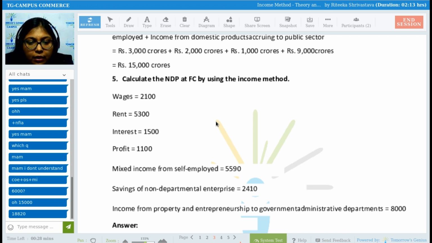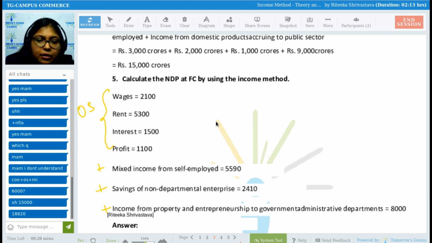18,820. Let me check. Small mistake. Do the calculations perfectly. Very simple. First, operating surplus is directly given to you. Operating surplus, rent, wages, interest, profit, mixed income you have to add, saving of non-departmental enterprise you have to add, income from property and entrepreneurship you have to add. Very simple, very easy.